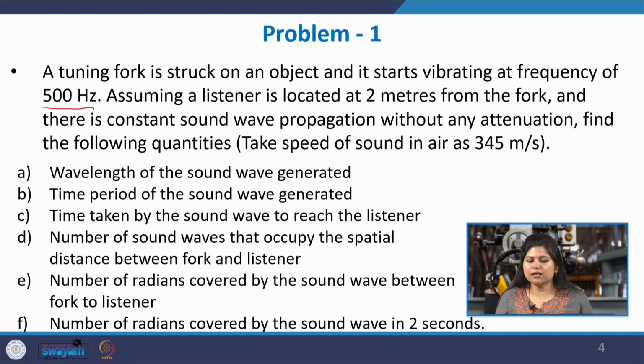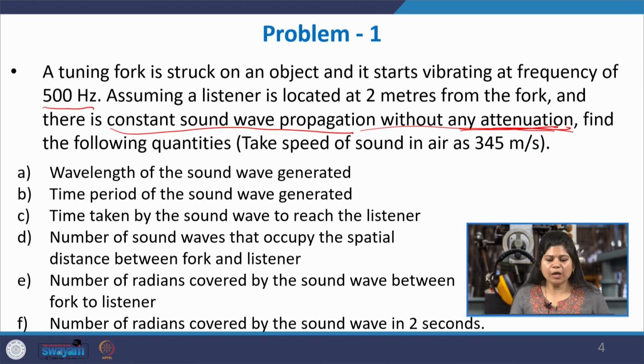If nothing else is given to you, we are saying that it is a constant sound wave propagation and there is no attenuation. So, by default you can assume a harmonic plane wave solution, because in the harmonic plane wave solution you have constant amplitude and there is no attenuation with respect to spatial distance. So, this is given in your problem, and you are assuming a harmonic plane wave solution. Now, with this we take the speed of sound as 345 meters per second and we try to solve the various things one by one.